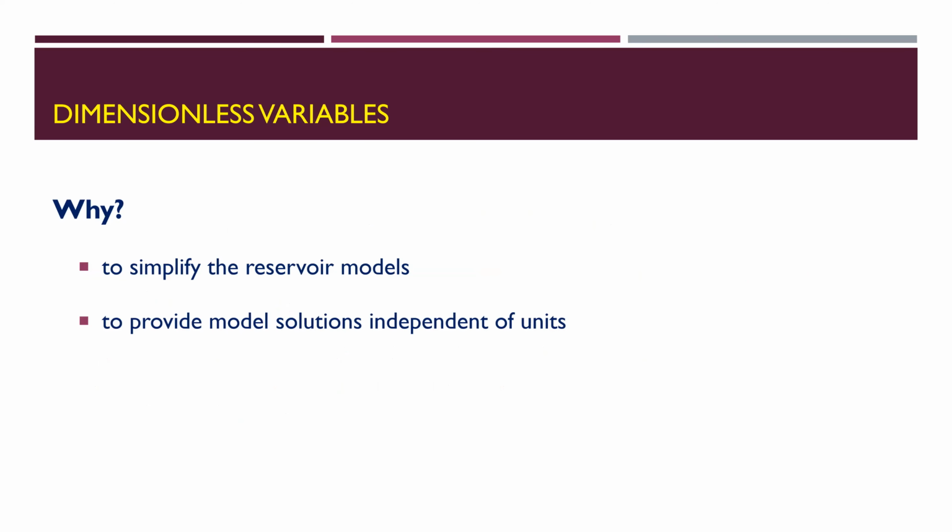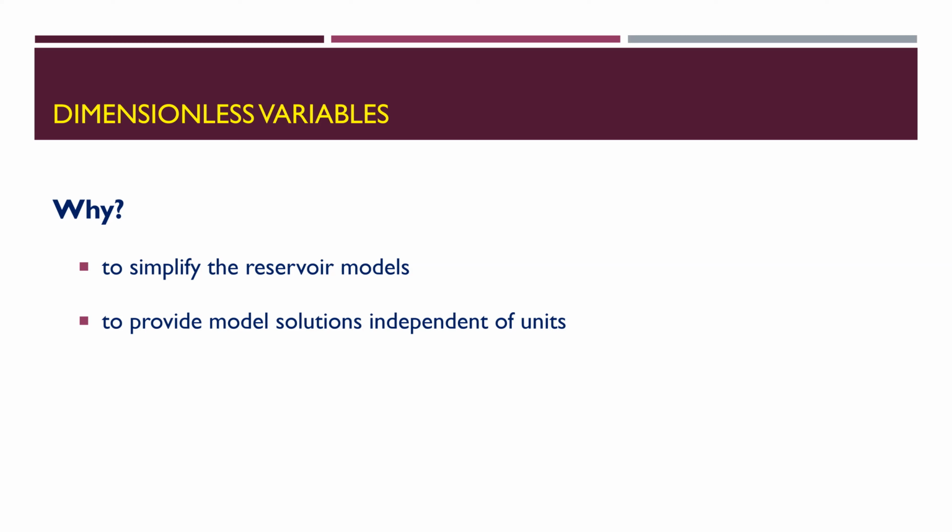The million-dollar question is why only these dimensionless variables have been considered for the type curves? The answer is that using these dimensionless variables will simplify the reservoir model and will provide solutions. These solutions will be independent of units. That means instead of a complicated process, it is a simplified process. And after that, to transfer from dimensionless to the real, it will be an easy thing to do.